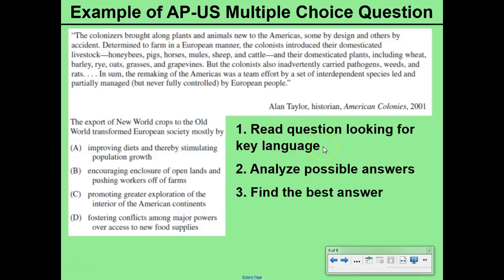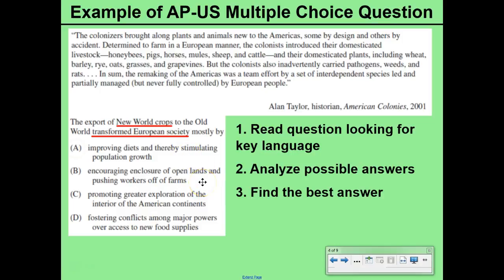So as we read the question looking for key language: the export of New World crops to the Old World transformed European society mostly by. So some keys here: New World crops to the Old World transformed European society. So as we start to go through the answers here, we're trying to look for the effect. A, improving diets and thereby stimulating population growth. Yes, we know that that definitely happened. That seems like it could be a possible answer.